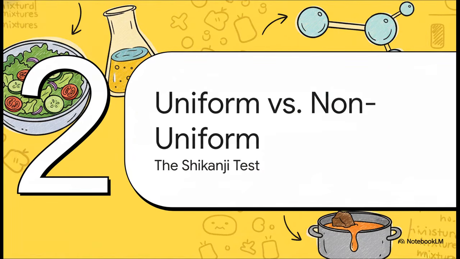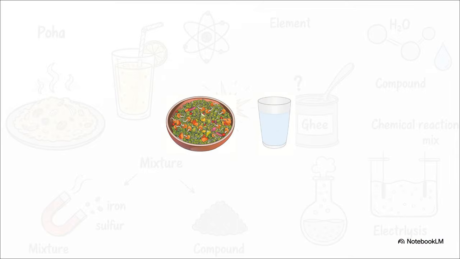Now things get a little more interesting. Mixtures can be of two types. And to understand this, let's just stay in our kitchen and think about our favorite summer drink, shikanji. So look here. On one side, we have this healthy sprout salad. You can clearly see the different sprouts, the tomatoes, the bits of onion. Easy to spot everything. But now, look at that refreshing glass of shikanji. Wait a minute. Where did the sugar and salt go? You can't see them anymore, can you? It's like they've disappeared. They've mixed so completely and evenly into the water.